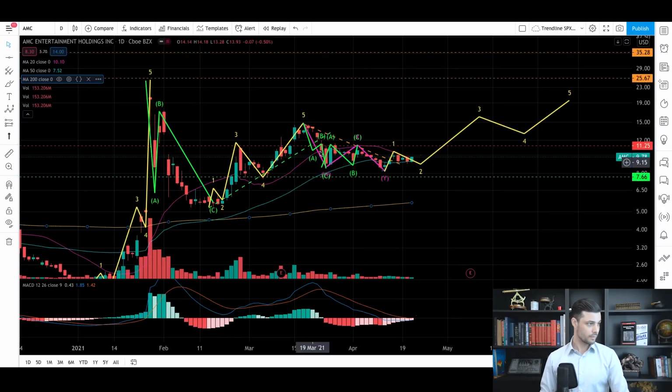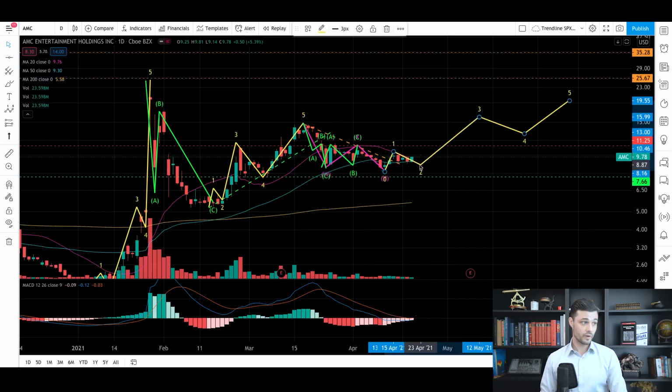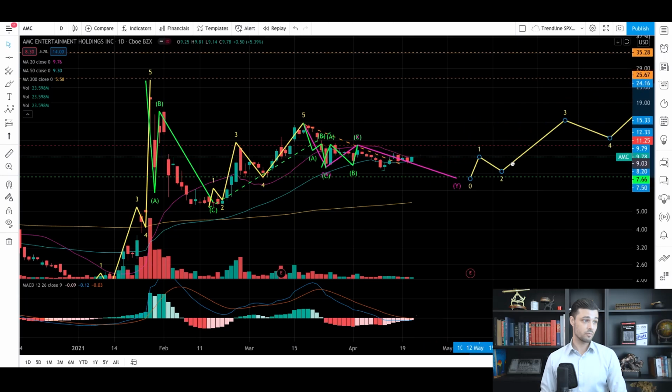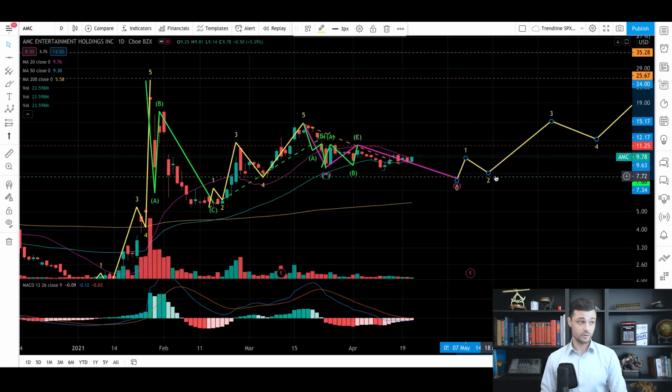Very quickly, my different scenarios were either WXY, which is ABC, ABC, ABC, that is finished here, and then we're doing a 1, 2, 3, 4, 5. That is one scenario. The second scenario is that actually the WXY is going lower to 750, and then we're gonna have this same 1, 2, 3, 4, 5, but starting here. So to choose between the short-term bearish scenario and short-term bullish scenario, because in the long term this is bullish anyway, we are gonna use first the moving averages.